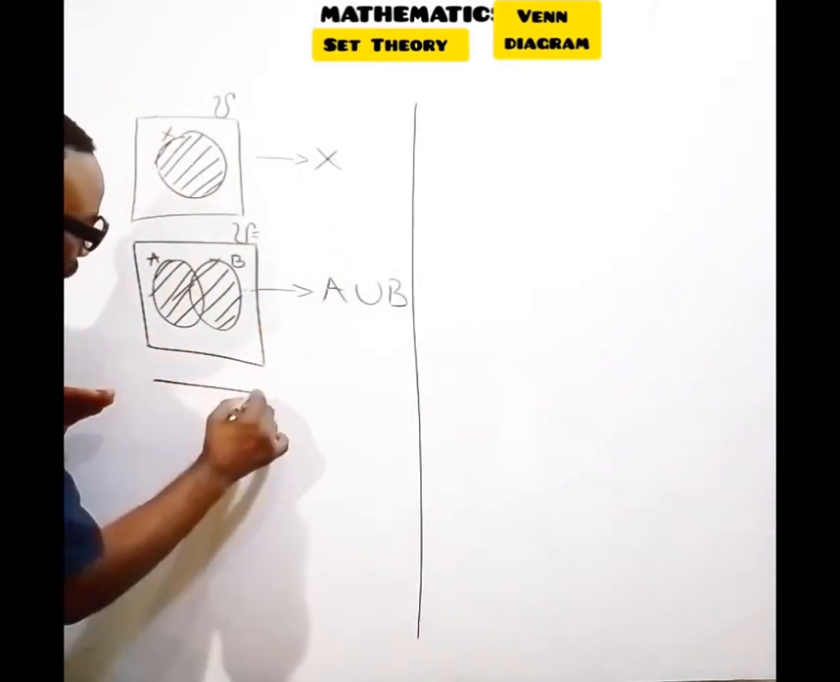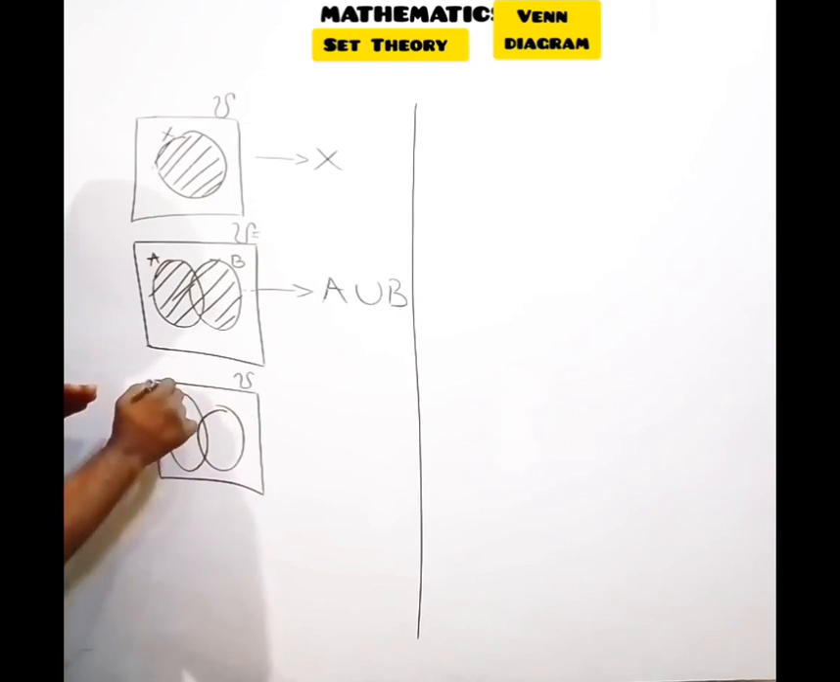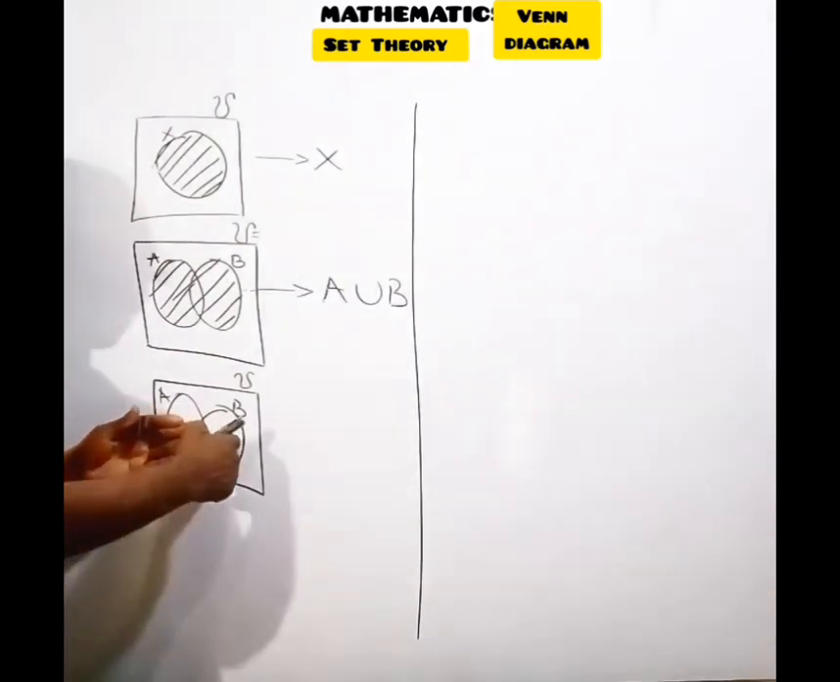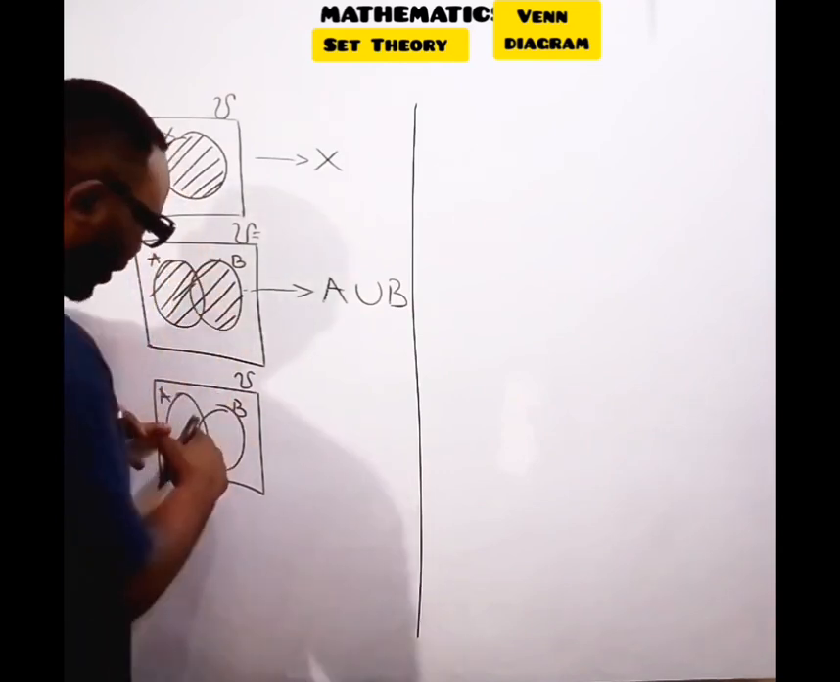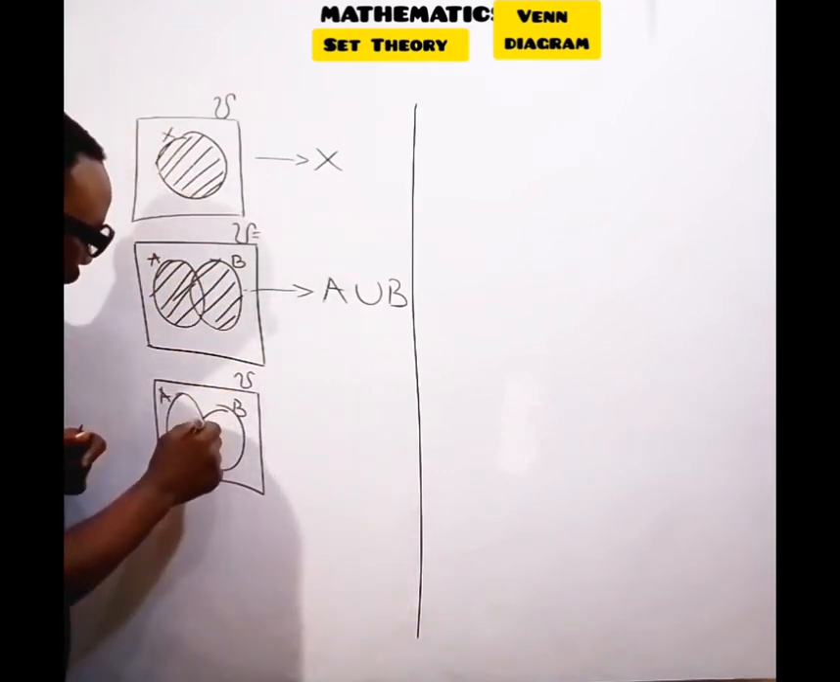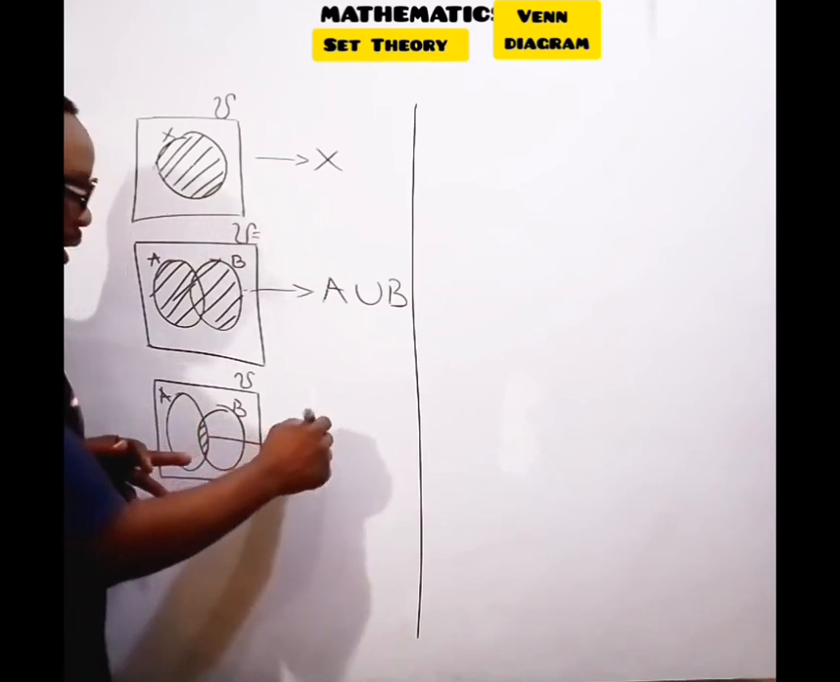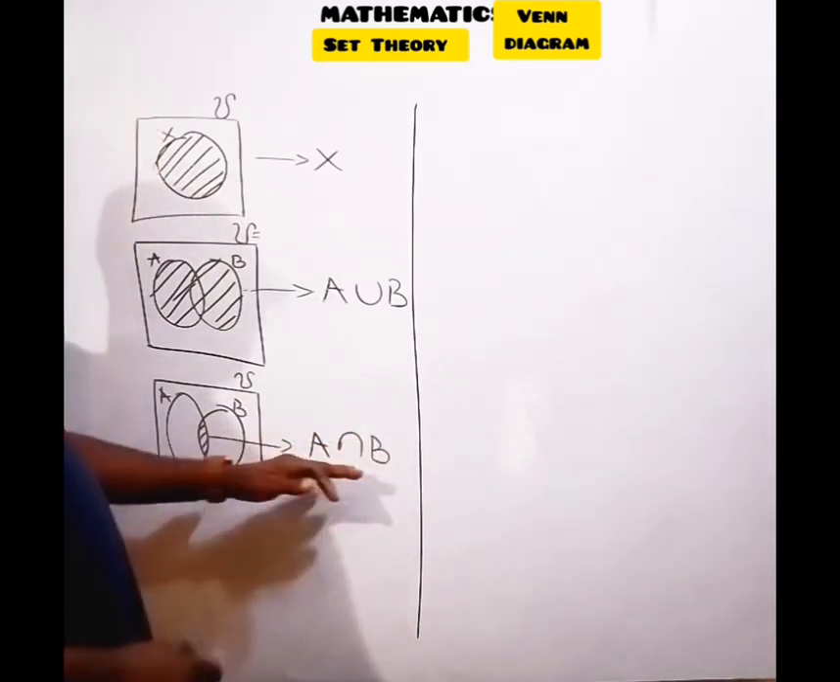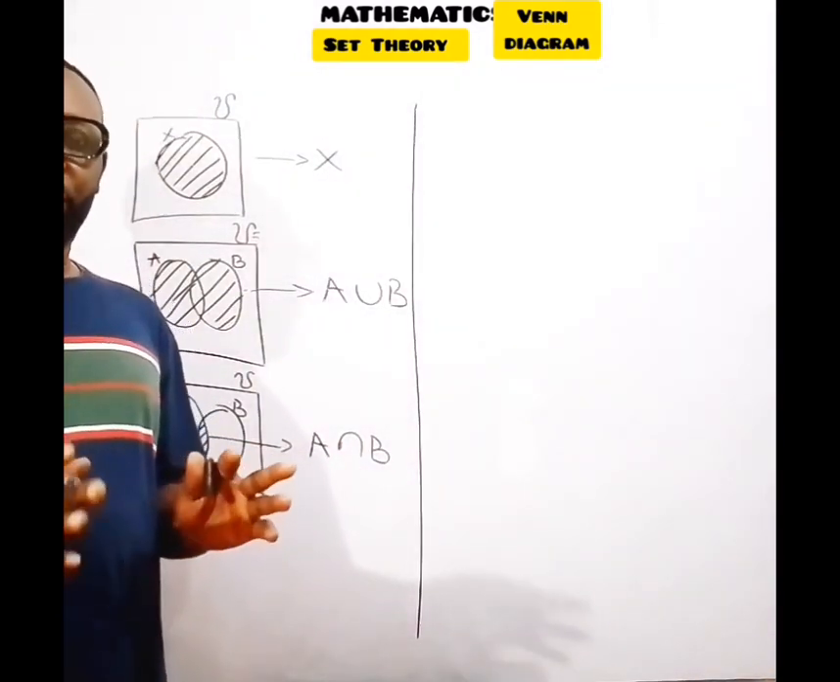Now, if you look at this one here, I'm going to have two sets as well, A and B. I call this A, I call this one B. You can see we have two circles there. Each circle is representing a set. And you now have this portion here shaded. The portion shaded here is referred to as A intersection B. What is the meaning of A intersection B? We have already talked about it.